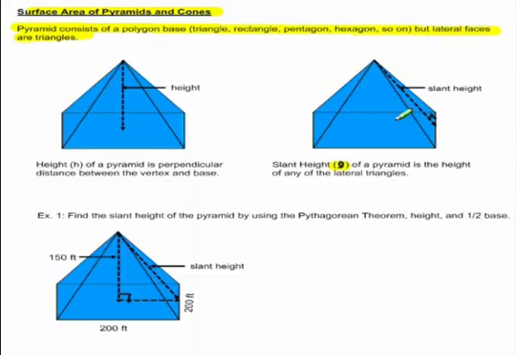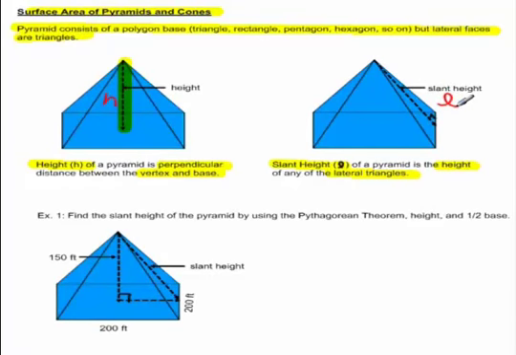Now let's talk about the heights of a pyramid. A pyramid has two types of heights. It has a height that's called H, that is perpendicular from the vertex to the base. So where this dotted line is, it's perpendicular. And then we have a slant height that's called a cursive L, and it is the height of the lateral triangles. So we call this height H, and we call this height a cursive L.